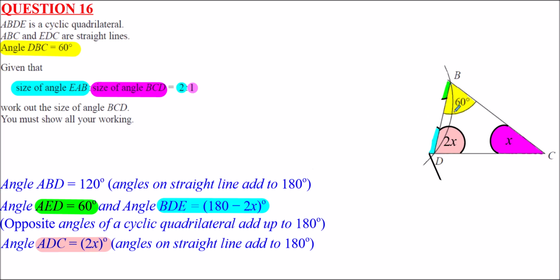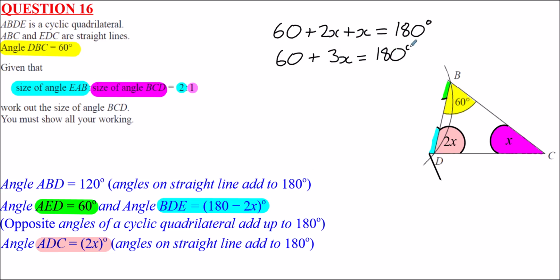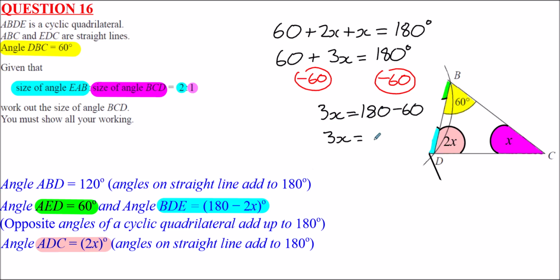So this triangle here. Angles in a triangle add up to, obviously, 180 degrees. So 60 at the top, plus 2x in pink, plus the x in purple, has to add up to 180 degrees. Simplify. 60 plus 3x is 180 degrees. Take 60 from both sides to get 3x on its own. Then get that 3x equals 180 degrees minus 60. In other words, 3x is 120.